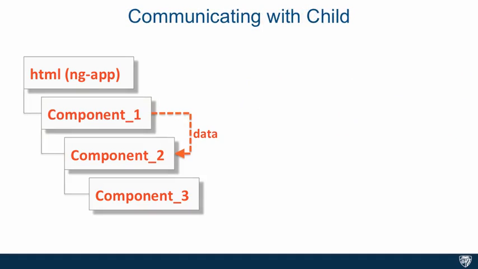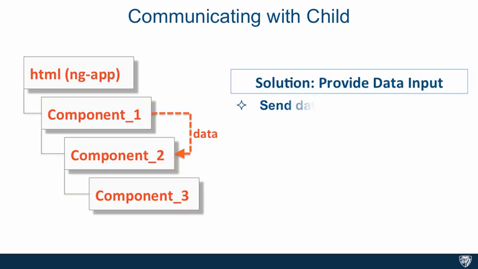In the flipped scenario, we want to communicate with the child component. One quick way of doing this is for component 2 to provide some way for us to send the data into it. Again, component 2 would have to have some way to react to the new data.